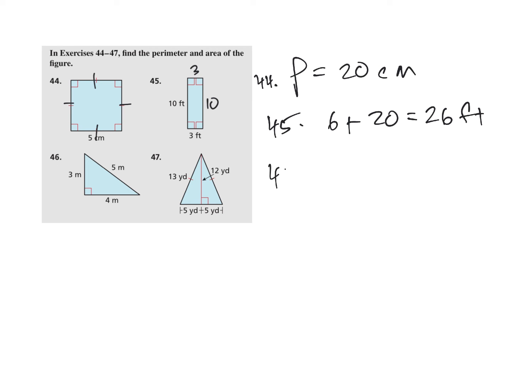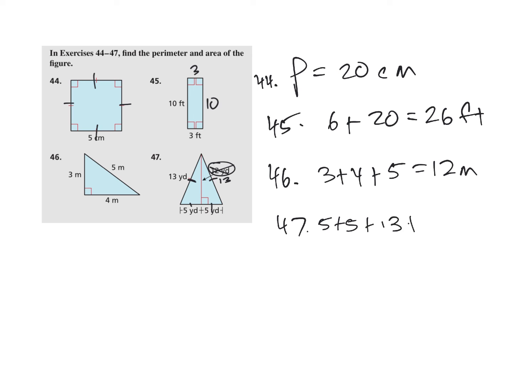All right, and 46, you have 3 plus 4 is 7 plus 5 is 12 meters. And 47, you have 5, 10, and these little hash marks here mean that's the same. So 13 and 13. So be careful of that. That's your height. So 5 plus 5 plus 13 plus 13. That's going to give you 10 and 26 is 36 yards. Now, those are all perimeters.